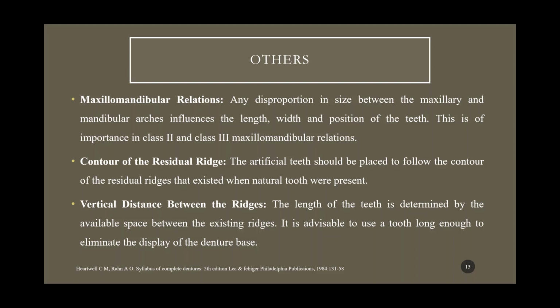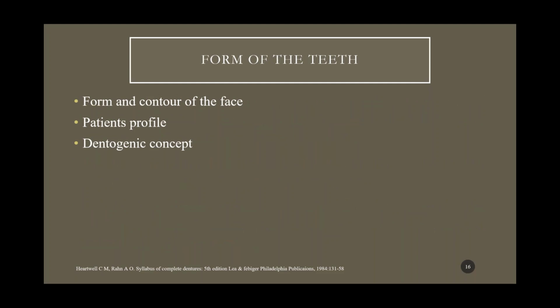And contour of the residual ridge. The artificial teeth should be placed to follow the contour of the residual ridge. And the length of the teeth is determined by the interridge distance. So it is advisable to use teeth which are long enough to eliminate the display of the denture base. Then coming to the form of the teeth, it includes form and contour of the face, the patient's profile, and the dentogenic concept.